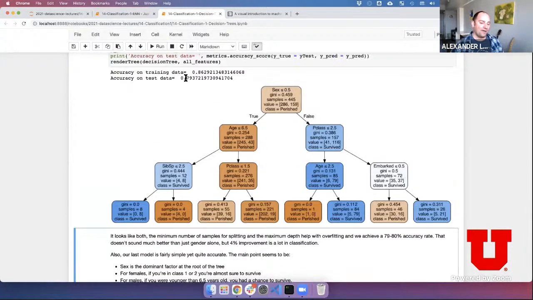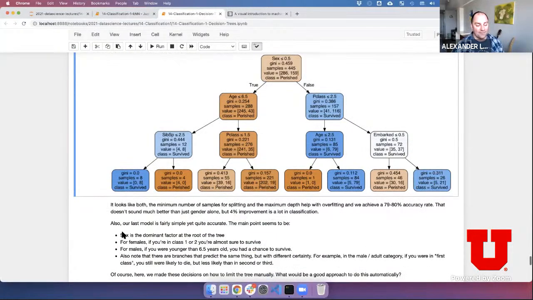But having increased our accuracy by 4%, that sounds not like that much, but in classification, improving your accuracy by 4% is actually quite a lot. So this last model here is fairly simple, yet quite accurate.